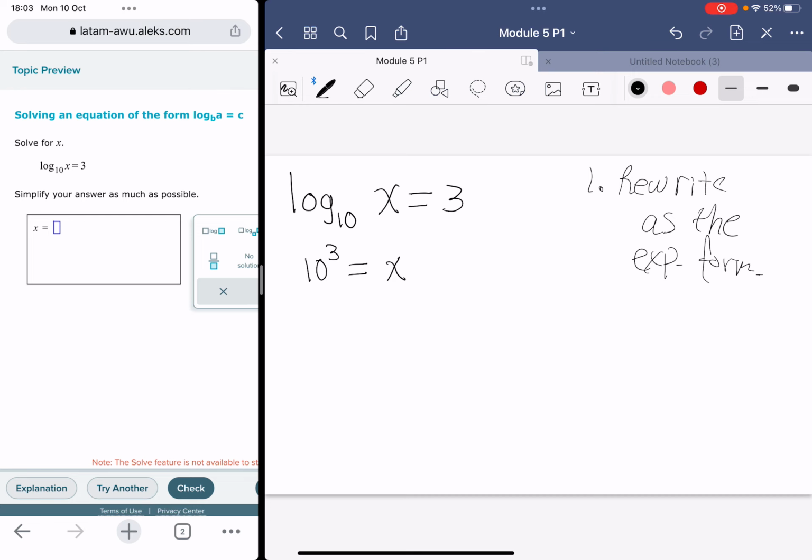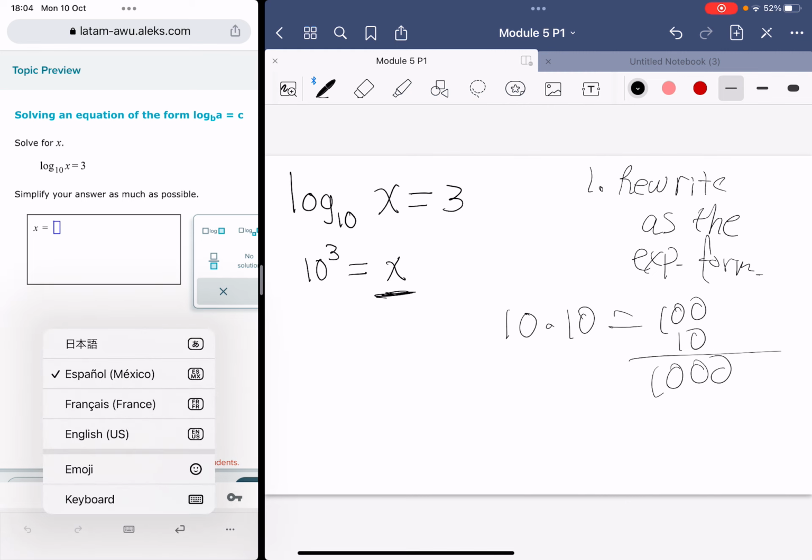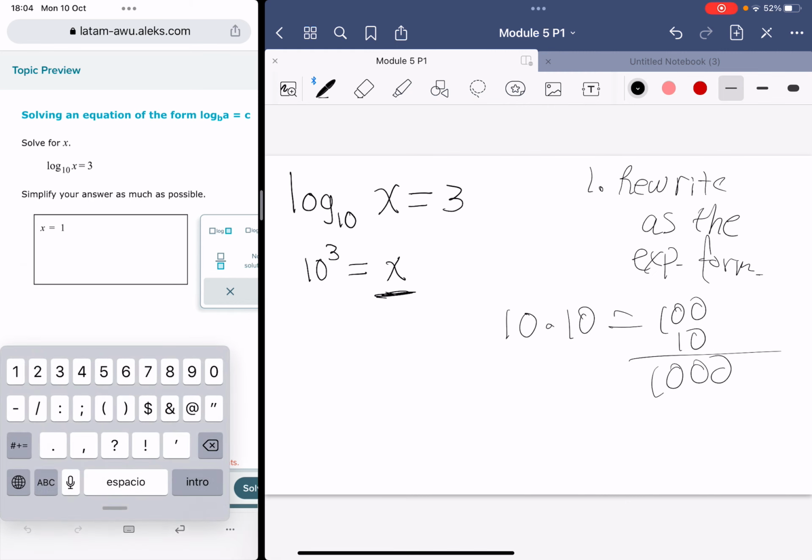Now here, is x alone? Yeah, this is actually easier than the last one because here I have x by itself. So I have to do nothing else but solve 10 to the third. What is that? 10 times 10 is 100 times 10 is 1000. The result here is 1000. Just like that.